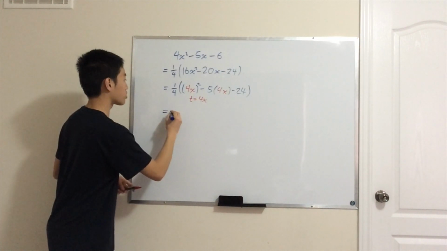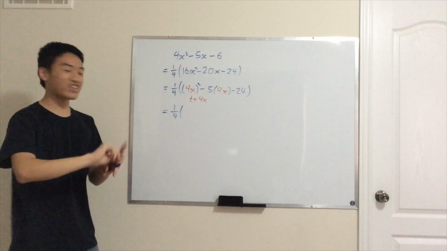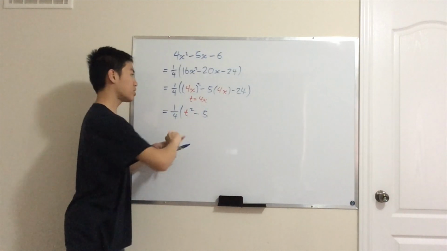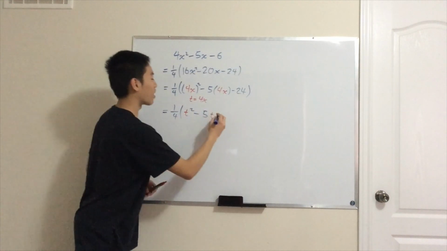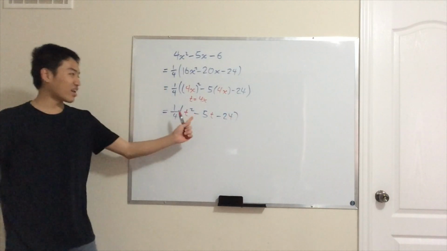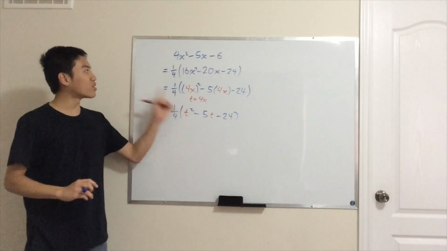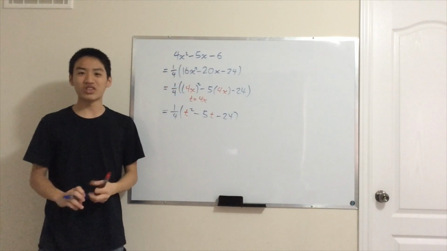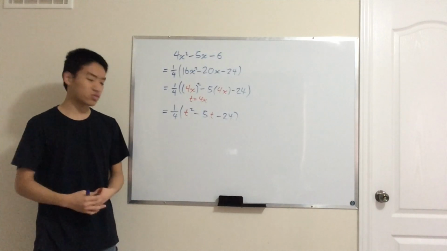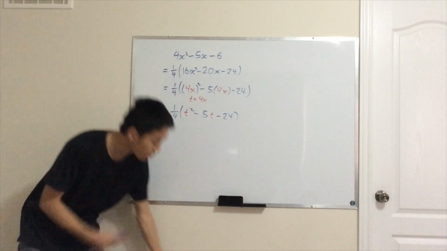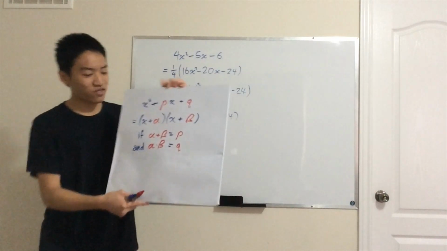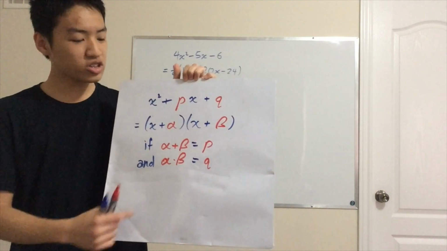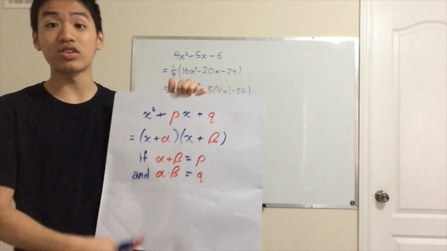So now we have 1/4. On the inside, 4x is replaced by t, so we have t squared minus 5t, and at the end, minus 24. And look at that. That's just a monic quadratic trinomial. And the nice thing about this method is that we start with integer coefficients, and we still have integer coefficients. We don't need to deal with rational, non-integer numbers. And our factoring technique, of course, we're going to need to find two numbers that add to give us our middle coefficient, and they multiply to give us our constant term.